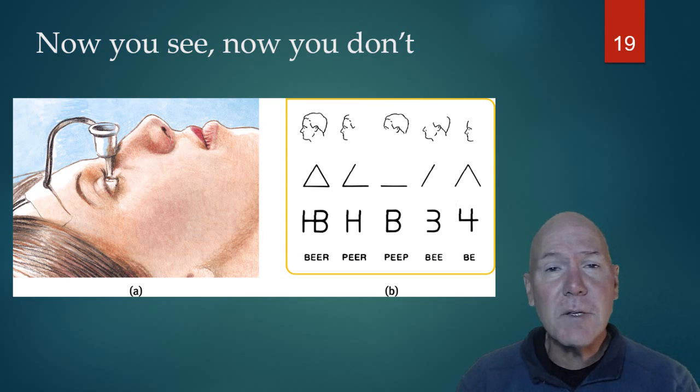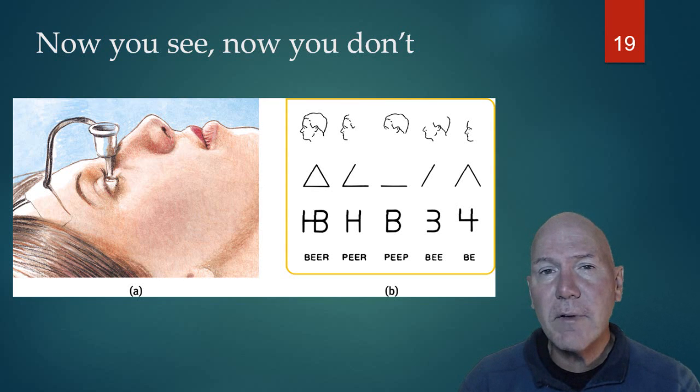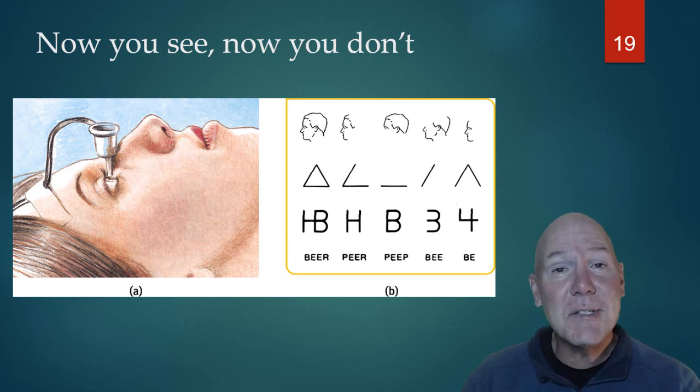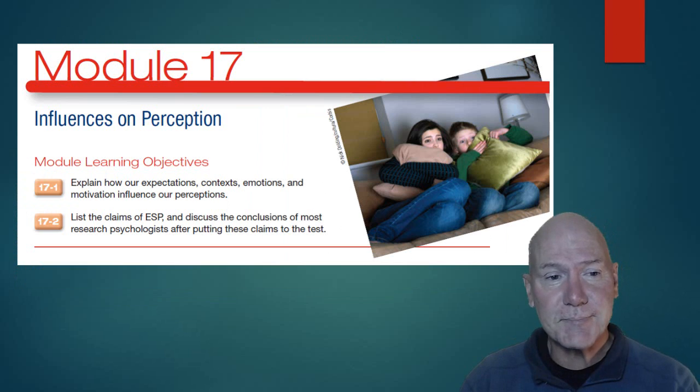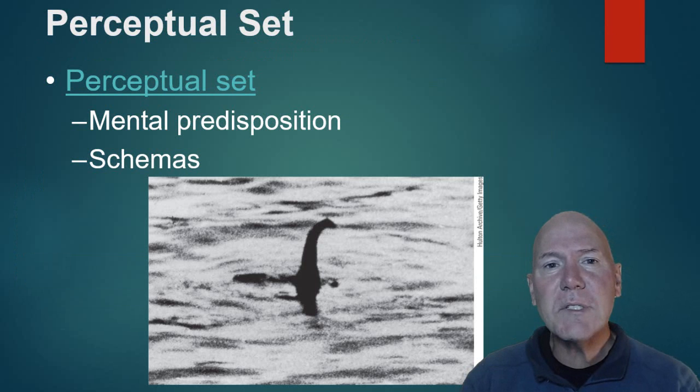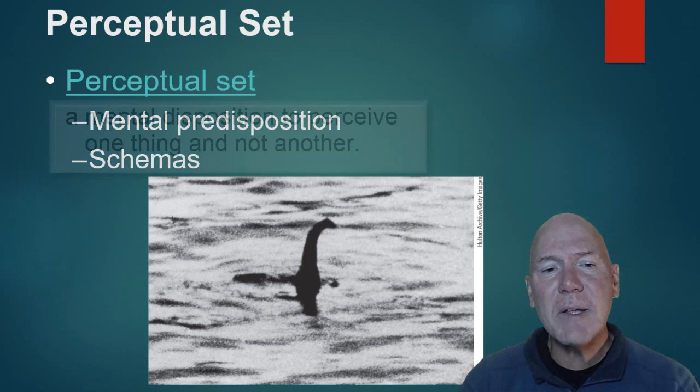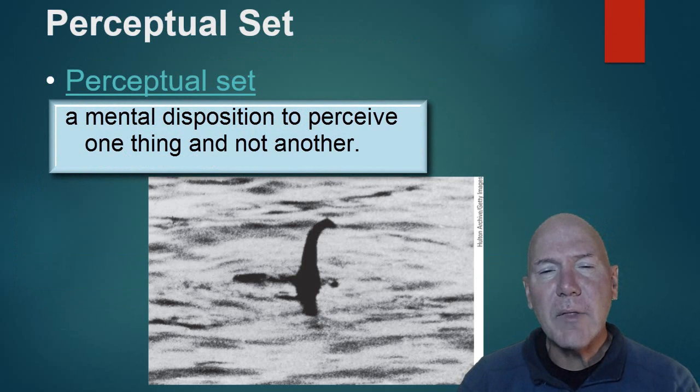So this is also like, hey, have you noticed the nose in front of your face? I bet you notice it now that I've mentioned it, but during the course of the day, you don't pay attention to it. Okay, all this is sensory adaptation. So what about influences on perception? Perceptual set makes a difference. That's a mental predisposition that gets you ready to see something.